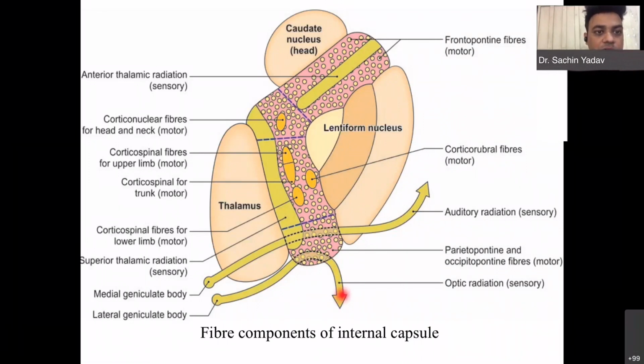Got it? Means lateral geniculate body is related to the visual pathway, and medial geniculate body is related to the auditory pathway. So all these special senses, that is visual and auditory, are connected to the retrolentiform part of the internal capsule. Got it?